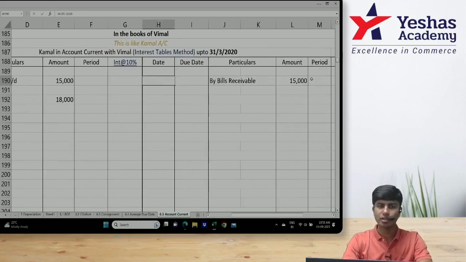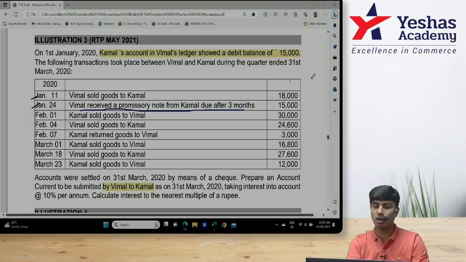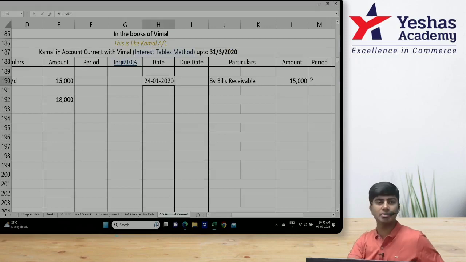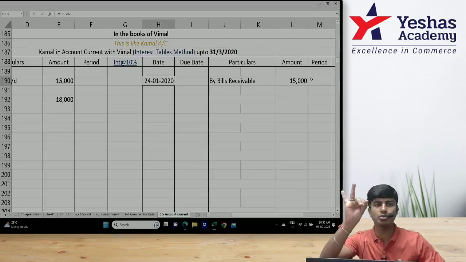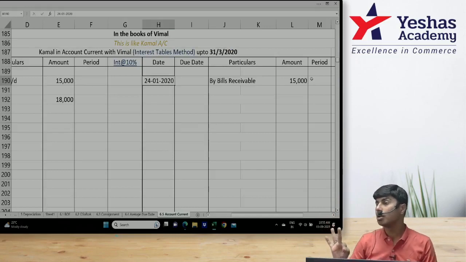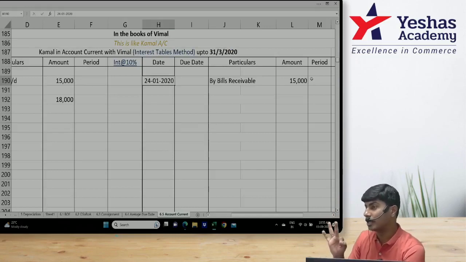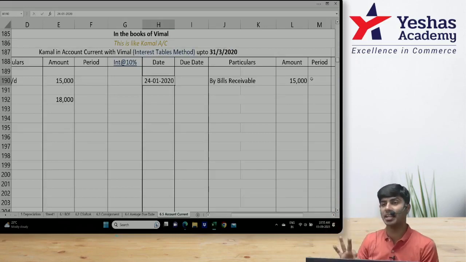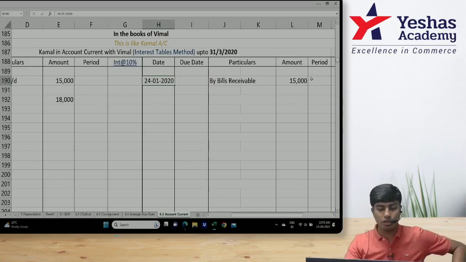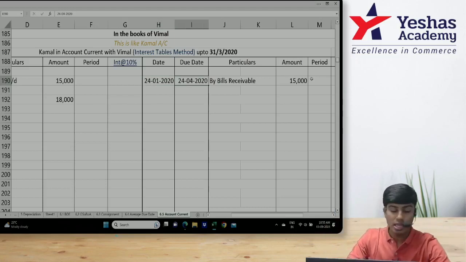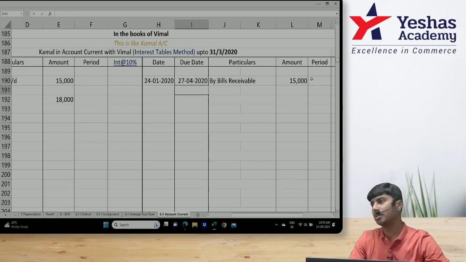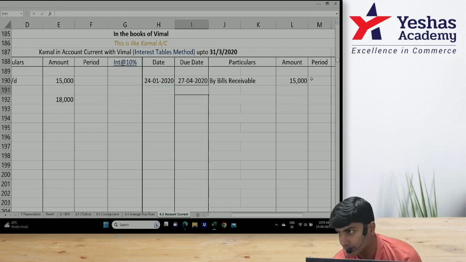Date on the bill 24th of January. Bill is for how long? 3 months. If you add 3 months: 24th February, 24th March, 24th April. Now we have a question. When we write 24th April, should we add 3 grace days and write 27th, or should we not add and write 24th April? ICAI in some cases has not added 3 grace days, in some cases they have added. So please take a decision and then add it or not add it.